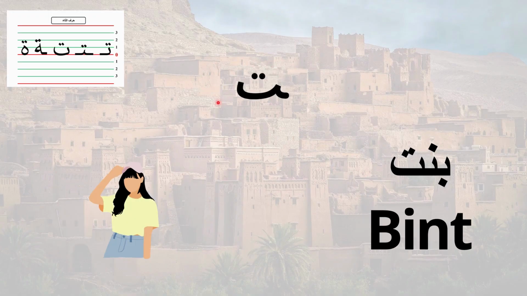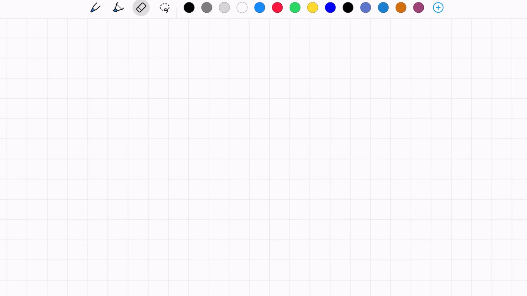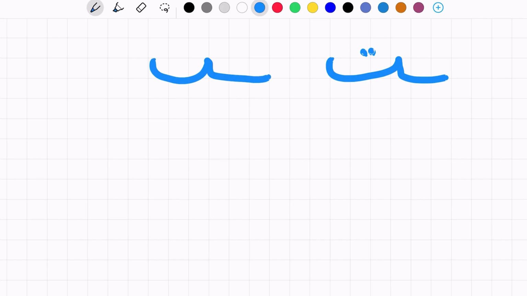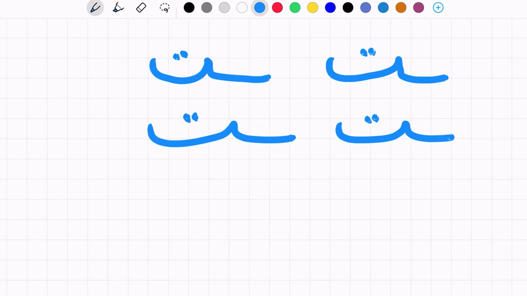And here, as you can see, we have the letter at the end of the word and it is connected to the previous letter. So let's practice writing it. And this is how we would write the letter if it's at the end connected to the previous letter. Just like this. Just like this. Just like this. Good job. Good practice.